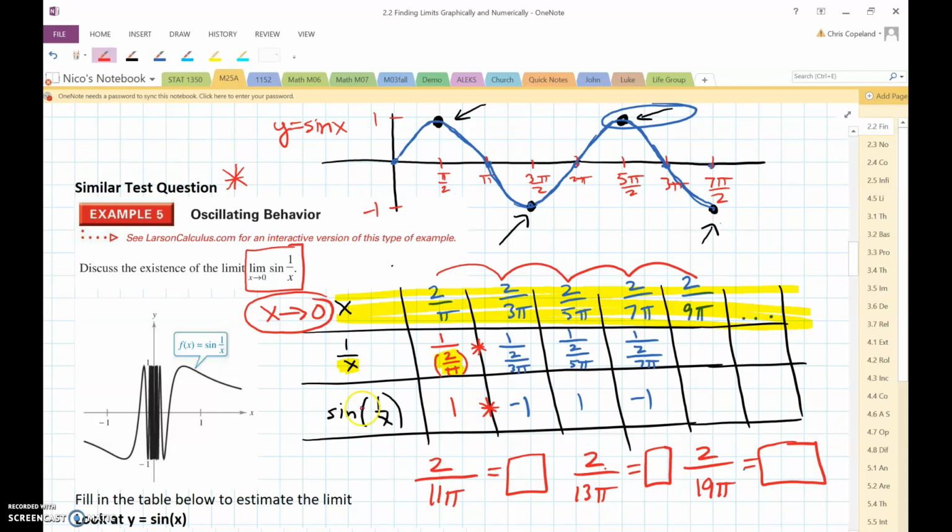Okay? So, this table here is showing you why this limit of sine of 1 over x as x approaches 0 does not exist. It doesn't exist because this chart is showing us that it's oscillating between 1 and negative 1 as x goes to 0.